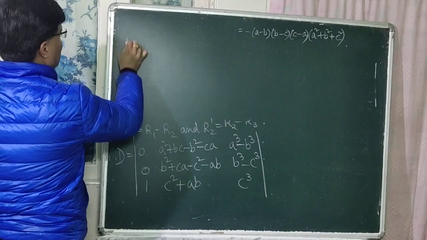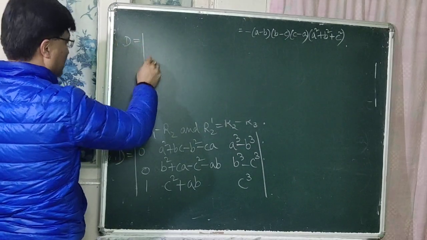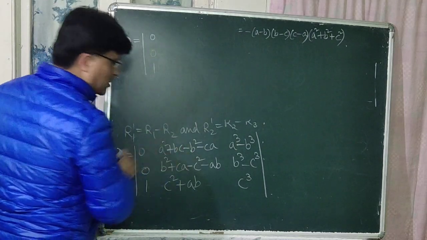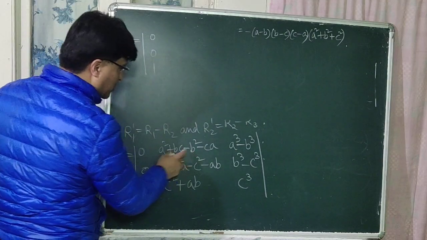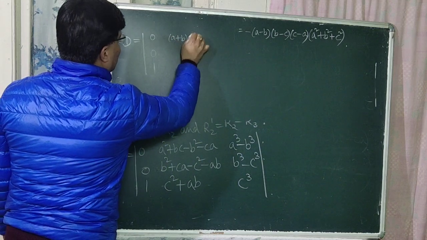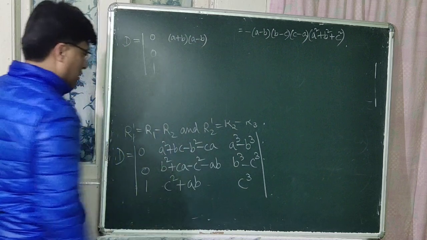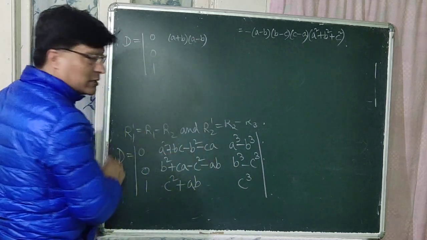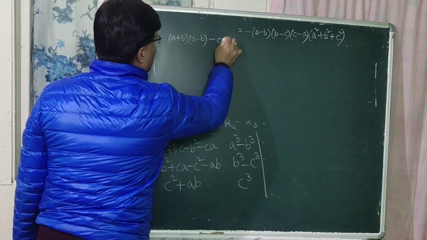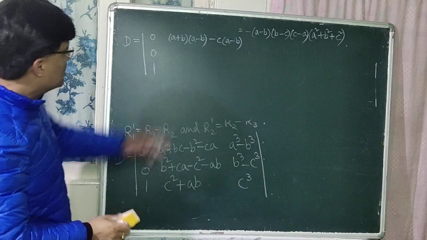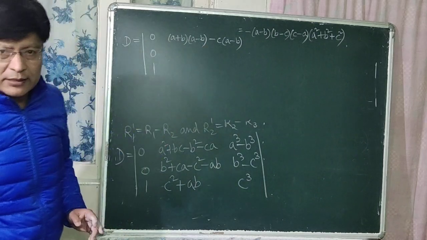So therefore D is equal to, the first column is 0 0 1. This is A square minus B square, right? What is A square minus B square? A square minus B square is A plus B into A minus B. Is that clear? Then from plus BC minus CA, common, sir, minus C common. So within the bracket we have A minus B, right? You simplify. I think you have understood it.